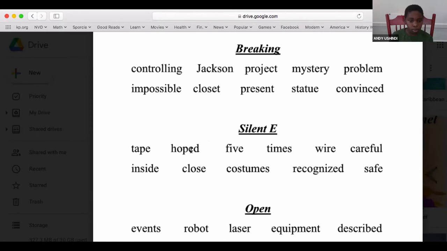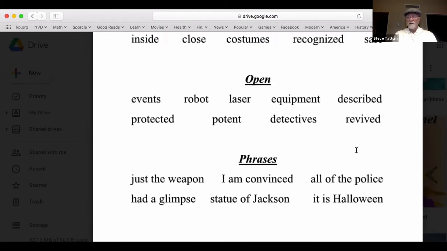Poked. Your turn. Keep doing that on accident. Five. My turn. Times. Next. Wire, yeah, wire. Next one, E makes the A long, careful, okay? Those are pretty simple words.